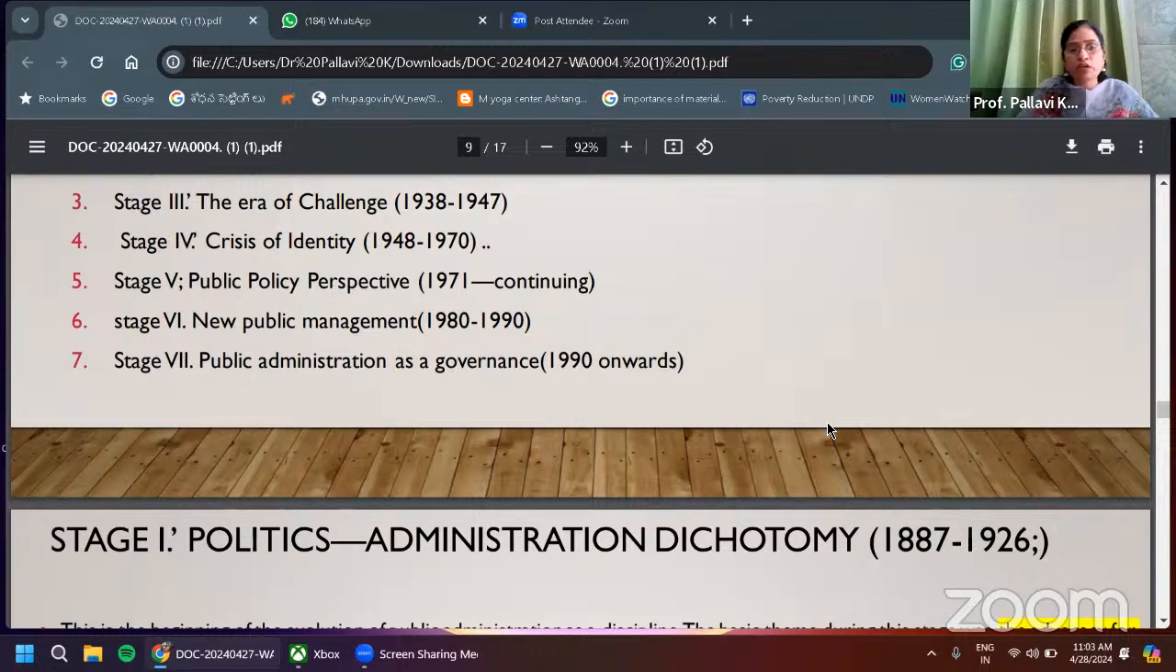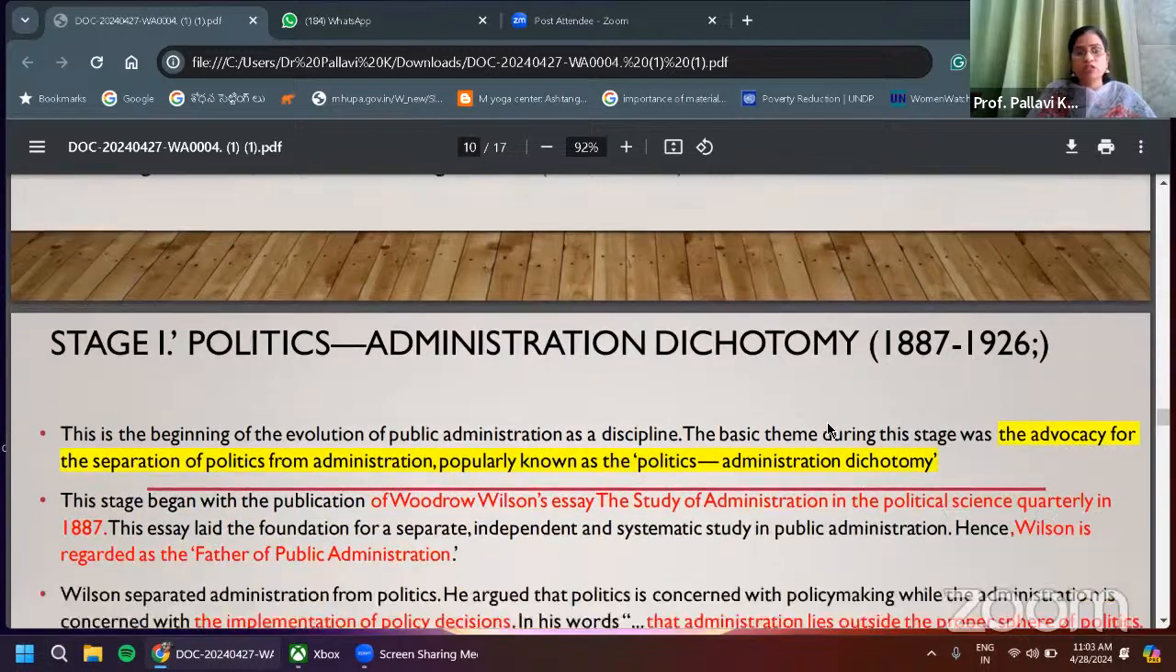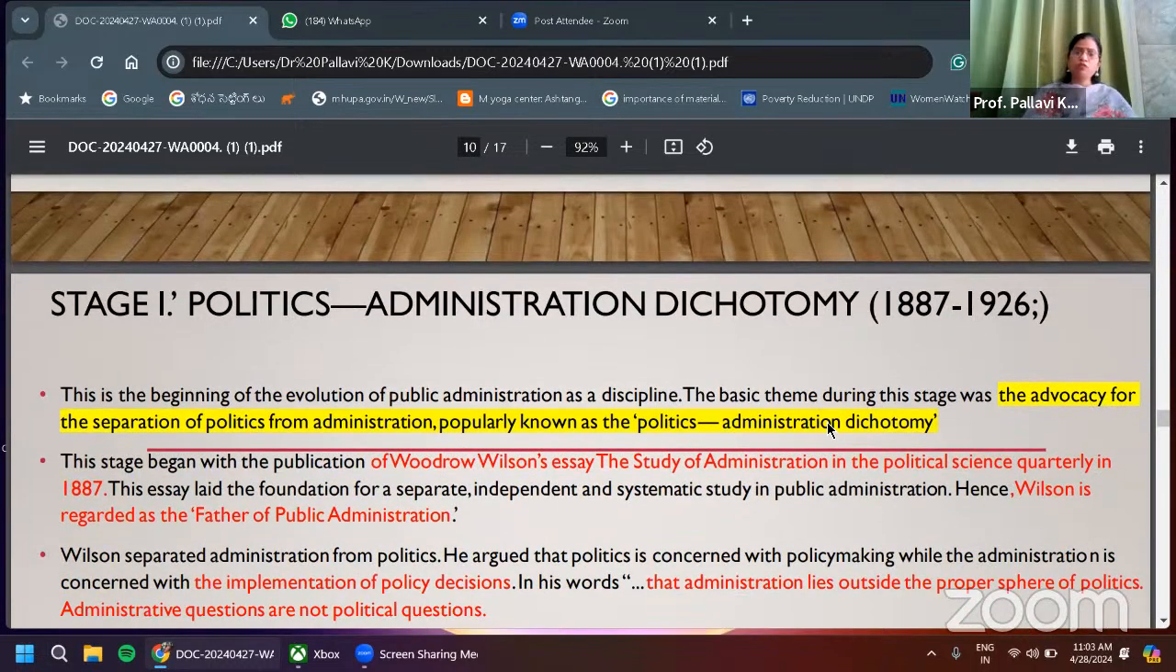And I think this is very important for you from the examination point of view also. They might ask you, discuss the evolution of public administration and all. So then you have to write all these stages, 7 stages and all, and you have to describe them for each stage. For example, politics and administration dichotomy, which we are discussing now, 1887 to 1926.